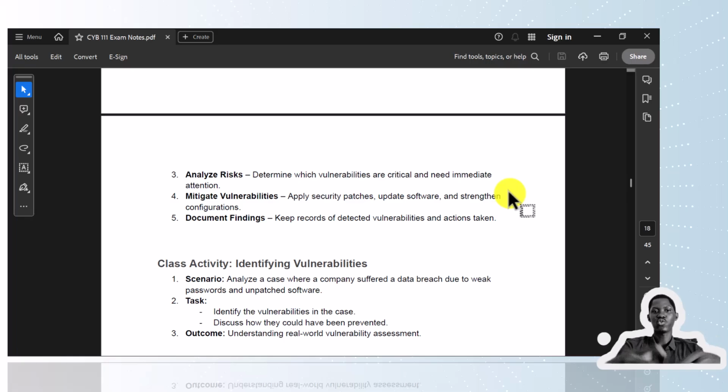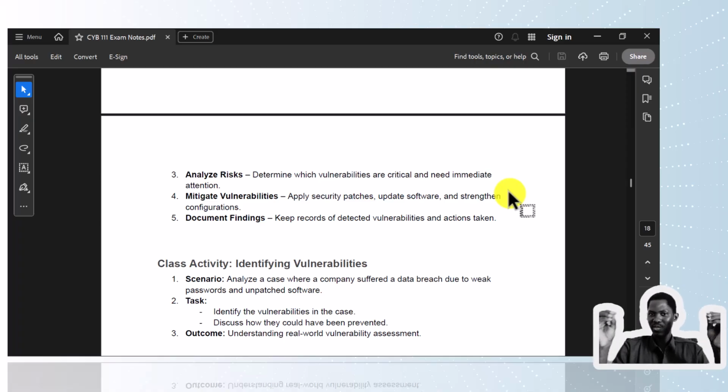So that is what you do when you mitigate vulnerabilities. Examples of things you can do are to apply security patches, update your software, and strengthen your configurations. Now, the last thing: you are doing an assessment, so you have to have a record of what you've done. That's document. You document your findings. You keep records of the detected vulnerabilities and actions that you've taken.